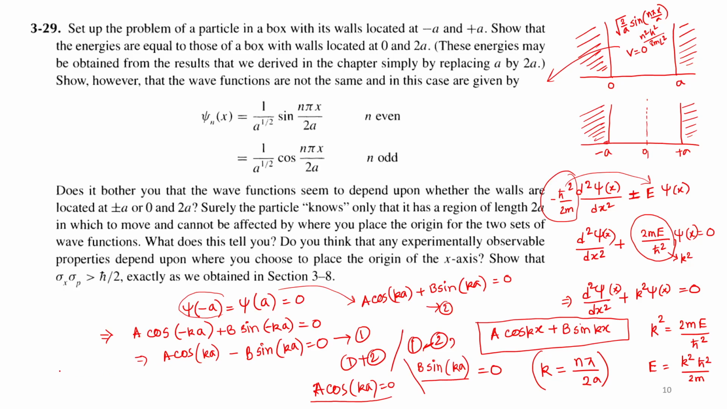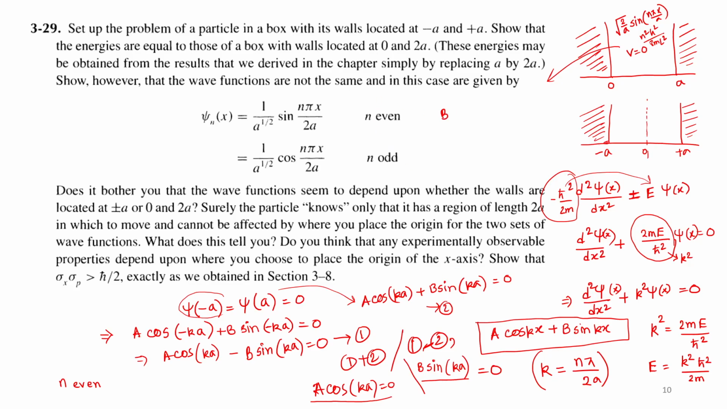See, when n is even, n is even means n can't be 0, right? n is even means n is 2, 4, 6, something like that. So let us take the condition for 2. So let us take k equal to 2 pi by 2a. So if you put here b sin, 2 pi by 2a into a, you are going to get, let me write it here.